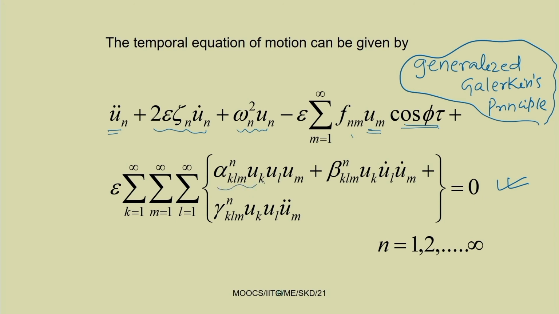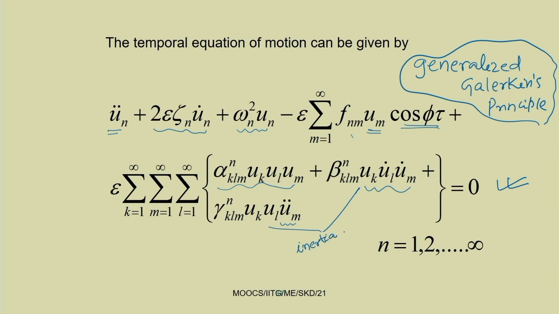Here you just see the number of nonlinear terms. These contain the nonlinear terms u k, u l, u m. This is known as the geometric nonlinear term, and here the terms u k, u l dot and u m dot, the product of two velocity terms, and also an acceleration term, u double dot, are there. So, this is also an acceleration term. These are known as inertia nonlinear terms.